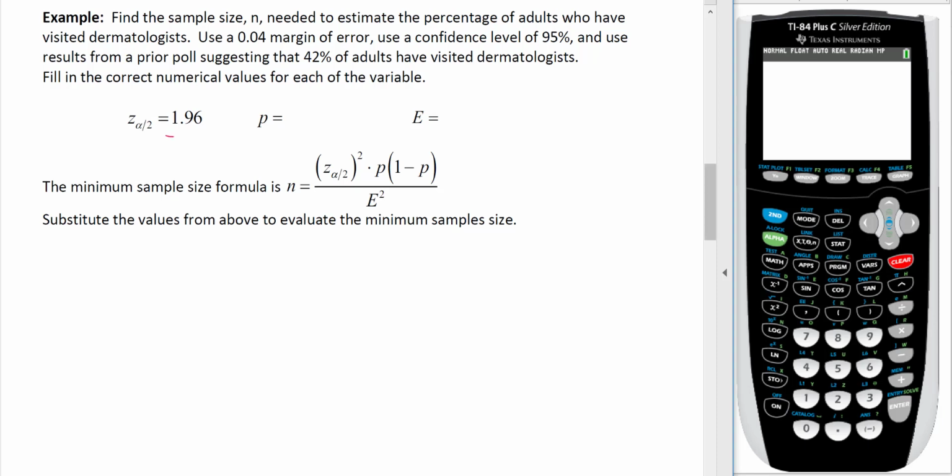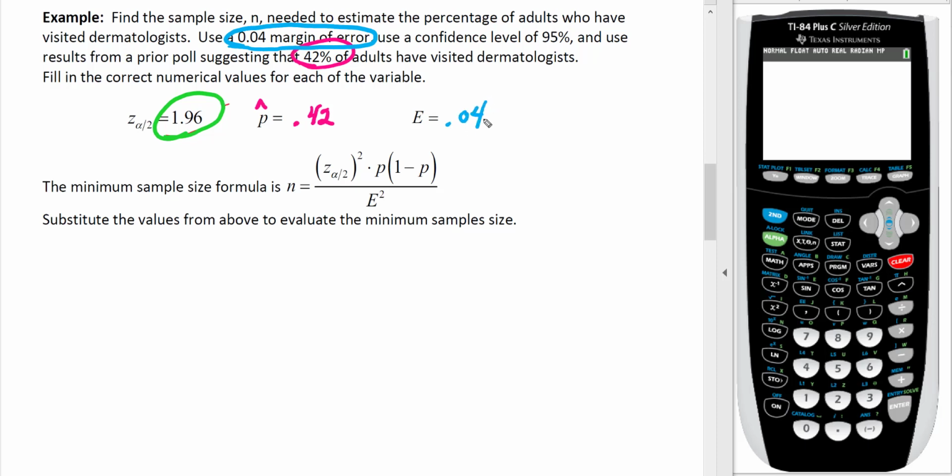It's given that our z sub alpha over 2 is 1.96. Our p hat is our sample proportion, and in this case it suggested that 42% of adults have visited the dermatologist. Hard word for me to say. Next, to find the margin of error, it says that the margin of error is 0.04. So we're going to use that 0.04.